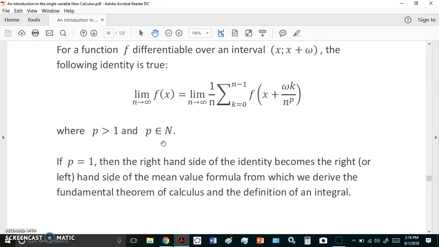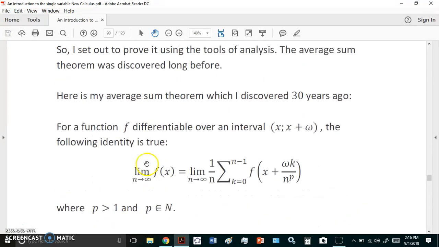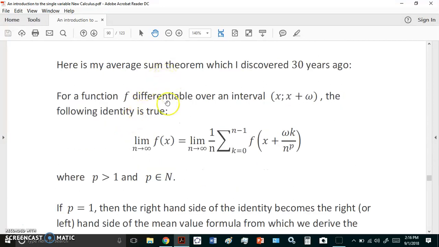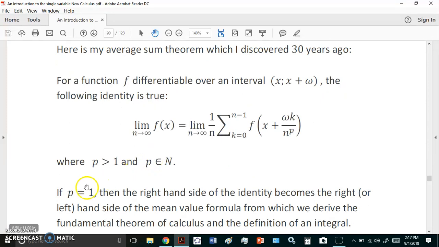So, as you can see, I also discovered several other theorems. One of them that I shared with you in the book is the average Sum Theorem. And it's quite fascinating in the sense that if p is equal to 1, it reduces to the mean value theorem. And if p is greater than 1, it's really just the definition of the function f of x.